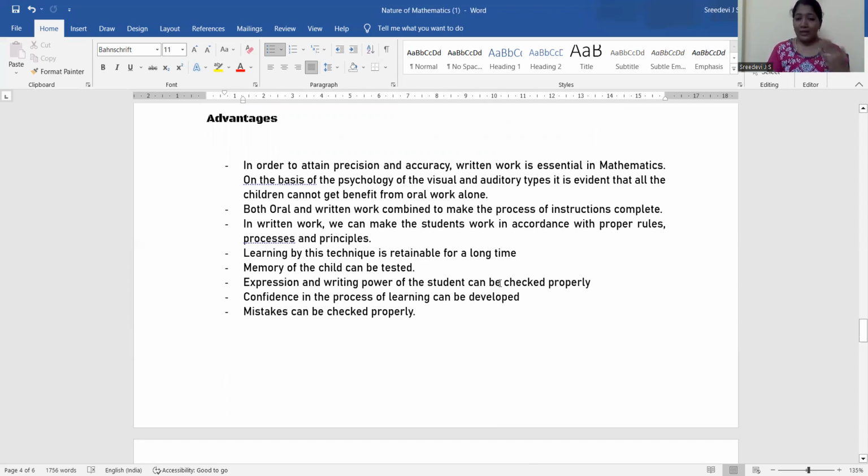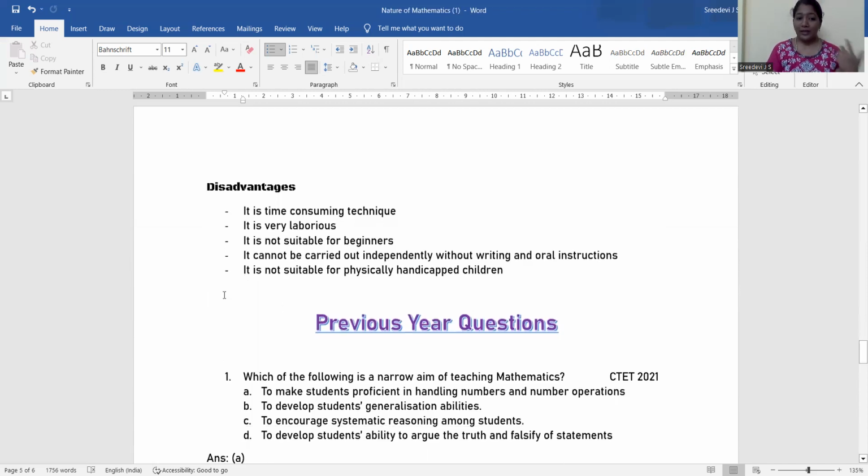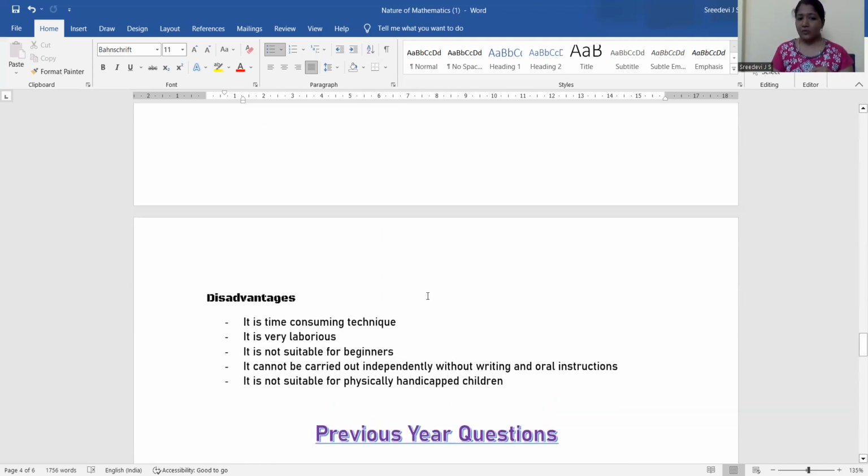Likewise, in our formative and summative assessment, pen and paper tests, right? So that we can check it properly. Then confidence in the process of learning can be developed. Mistakes can be checked properly by the teacher. So these are the main advantages. So what are the disadvantages? It is time consuming and very laborious in nature, it is not suitable for beginners, it cannot be carried out independently without written and oral instructions, and it is not suitable for physically handicapped children. So there are certain limitations for that as well.